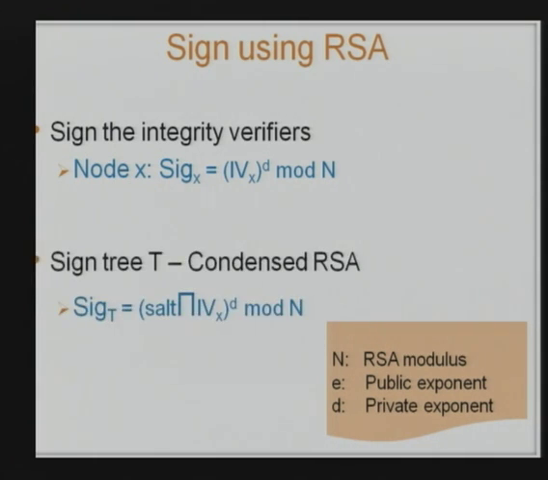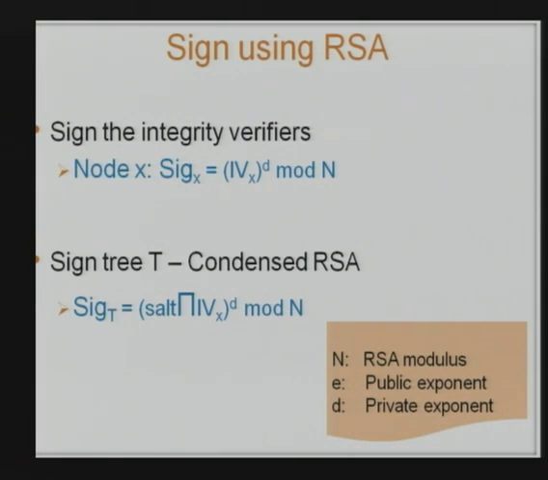Now the signature of the tree: we generate a salt for the tree. The salt is necessary so that a user is not able to tell whether the received subtree is actually identical to the original tree or not. The salt prevents that.